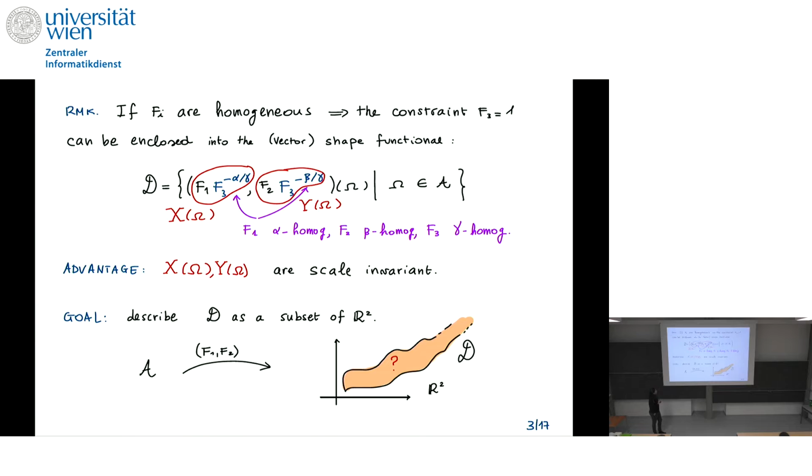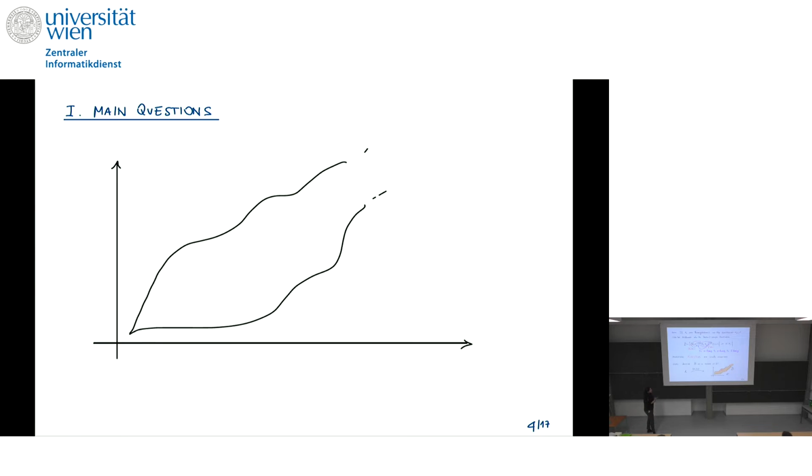Okay, so the goal of this kind of problem is to describe this set. So given A, sorry, here it should be capital X and capital Y, try to detect what are the points described by this diagram. Let me summarize what are the main questions that one faces. The diagram is unknown. The first natural question is: is the diagram bounded? Or can we find shapes which make capital X and capital Y arbitrarily far from the origin? So can we obtain arbitrarily large values or not?